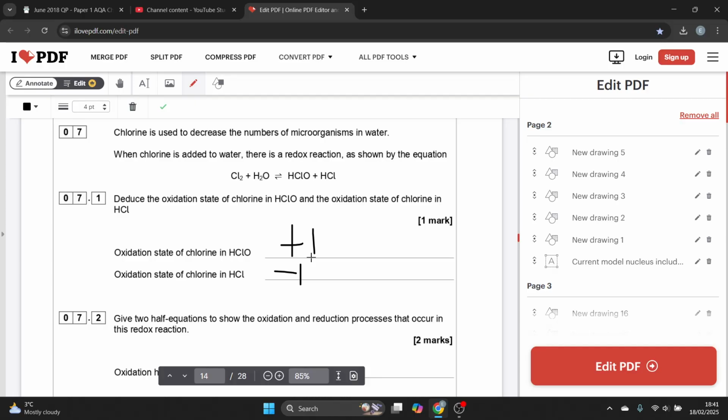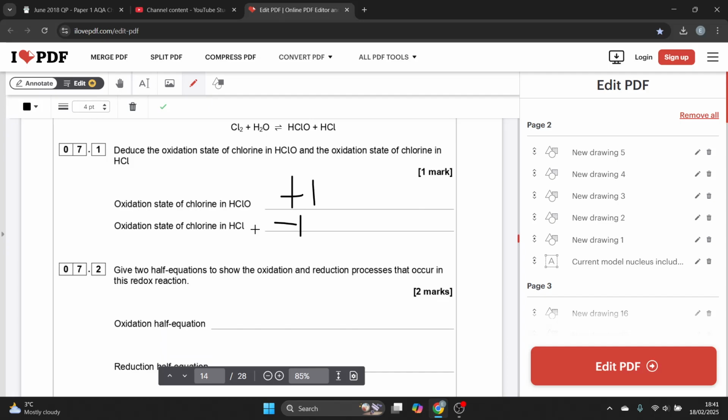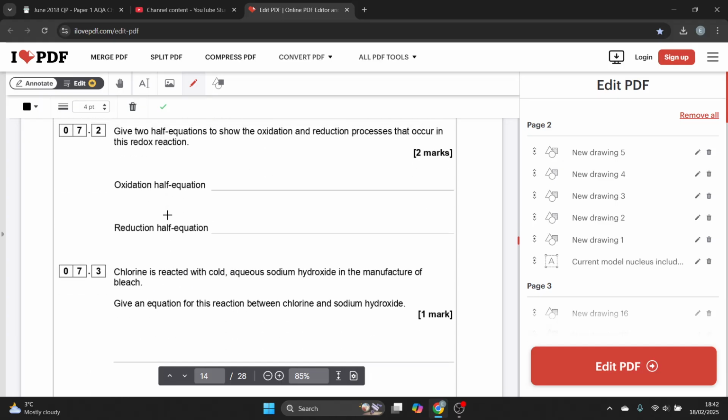Give the two half equations showing the oxidation and reduction processes that occur in this redox reaction. So let's think about it. The oxidation state of chlorine in HClO is +1, so the oxidation is going from chlorine to HClO, and then the reduction is Cl2 to HCl. So that's how you need to think about it. That's why part 1 asks me to do oxidation state, then part 2 gives the half equations.